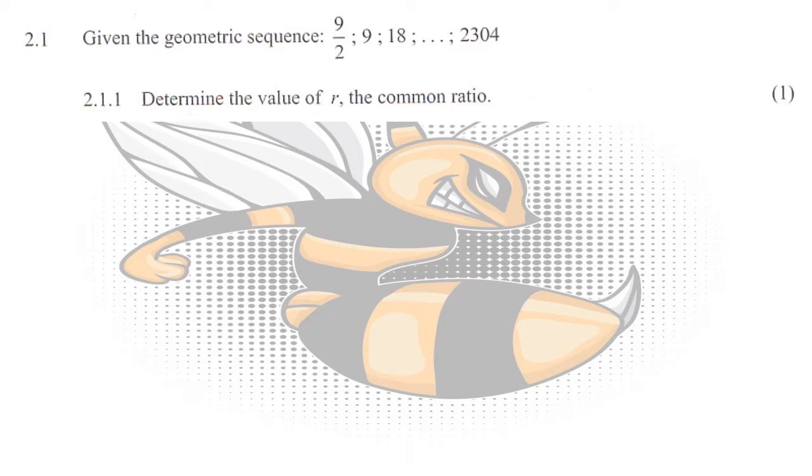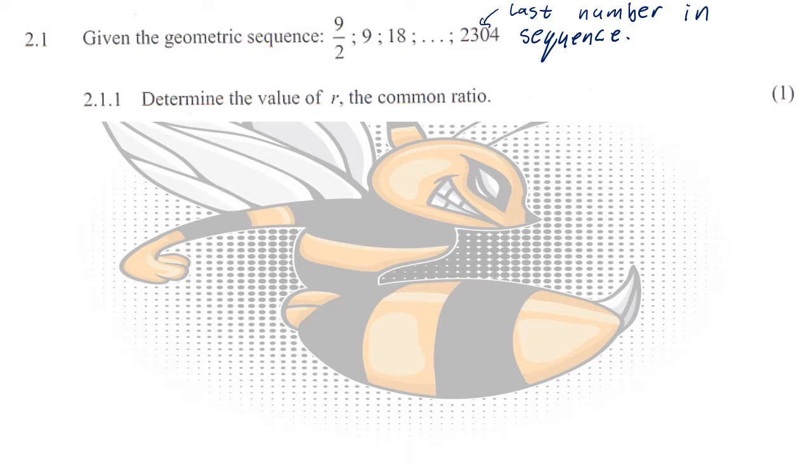Now, what's important to note here, if they give you a sequence in this manner, where we have some numbers missing and then finally we have a number at the end, this would be the last number in your sequence. So they're actually already giving you quite a bit of information here. And our question 2.1.1 asks, determine the value of R, the common ratio.